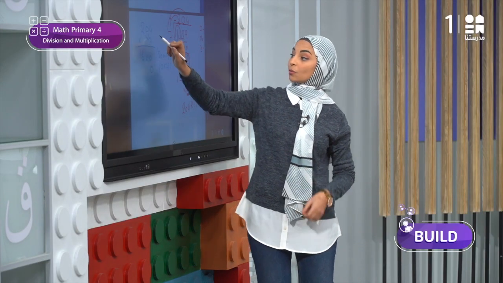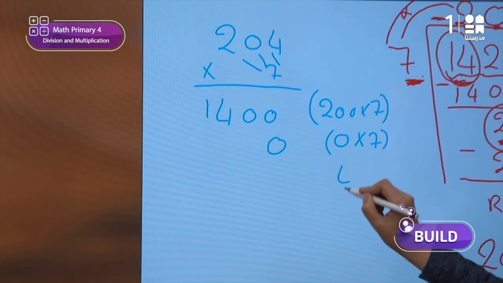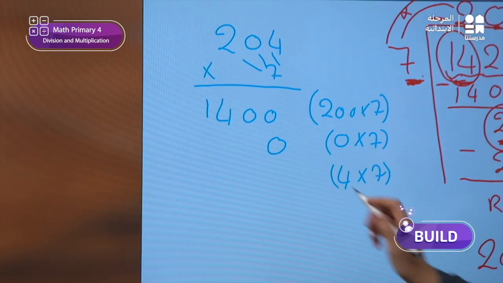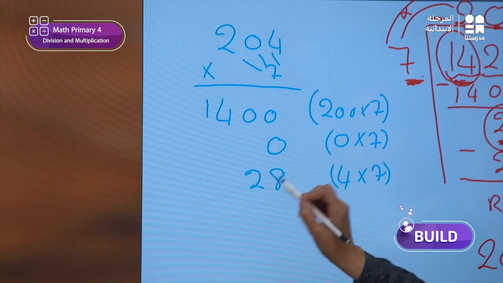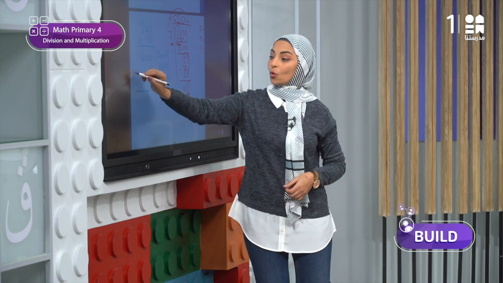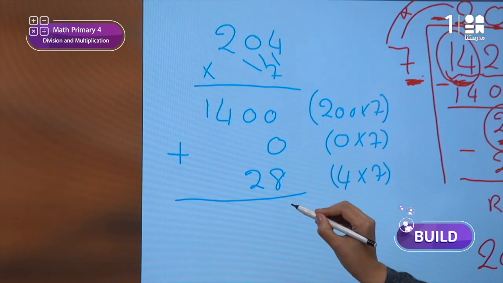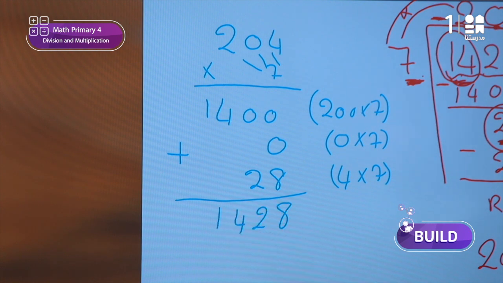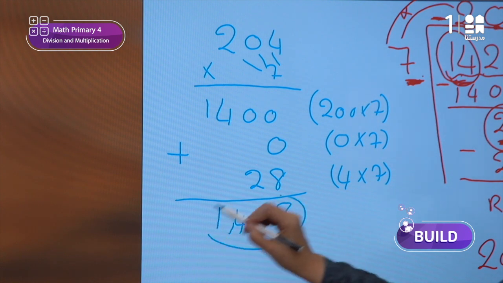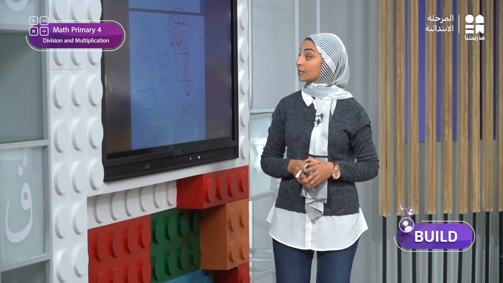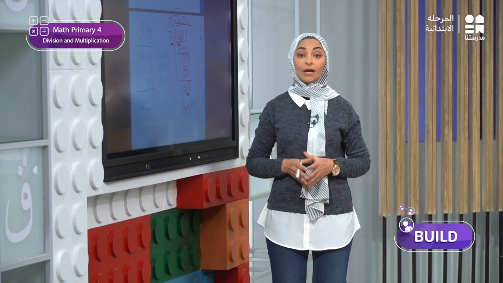Then what should I do? I'll multiply 4 times 7. Yeah, 4 times 7 equals what? Of course, 28. I will write it here as you can see. Then what should I do? I will add all these numbers. I'll start with the units, then tens, then the hundreds, and then the thousands. So my answer is 1428. Stop here. The dividend is 1429, as you see here, right?